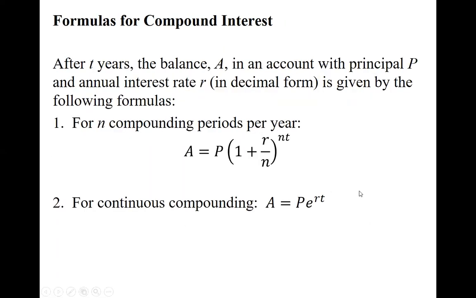After t years, the balance A in an account with principal P and annual interest rate r in decimal form is given by the following formulas. For n compounding periods per year, in other words, if it compounds quarterly, n would be 4. If it compounds monthly, n would be 12. We use the formula A equals P times 1 plus r over n to the nt.